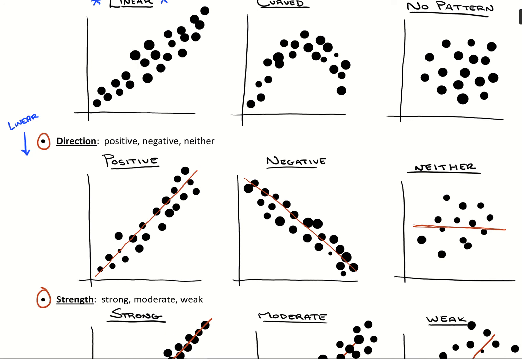What we're going to talk about next is correlation, where we'll actually have a numerical value that will help tell us what scenario we have. Is it positive or negative? Is it strong, moderate, or weak?